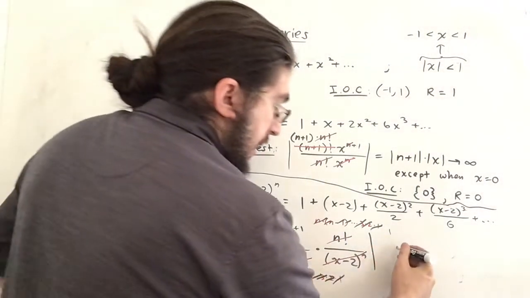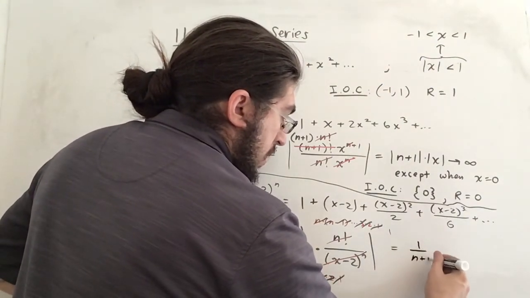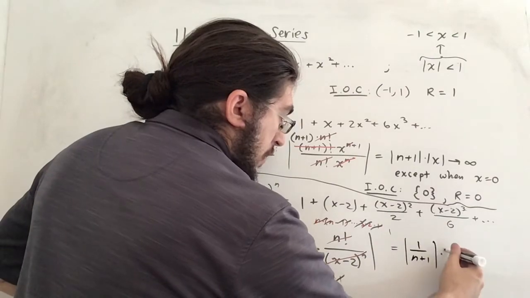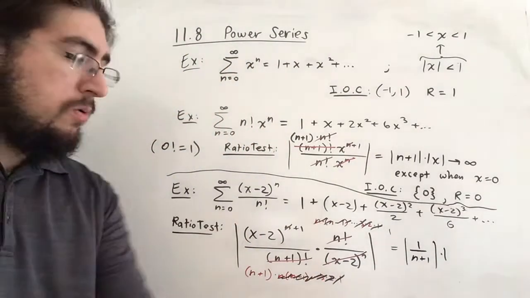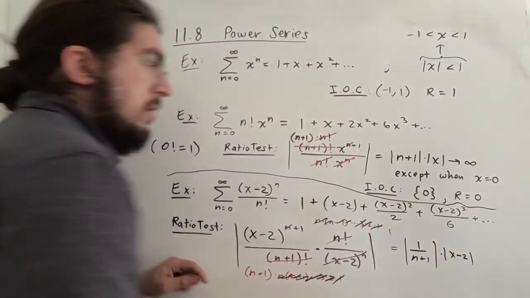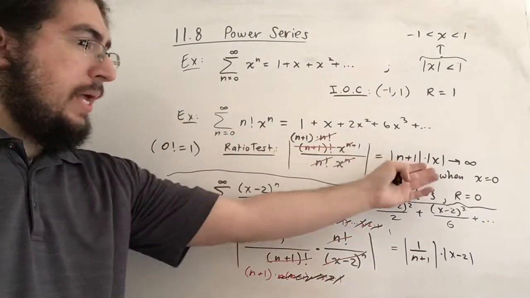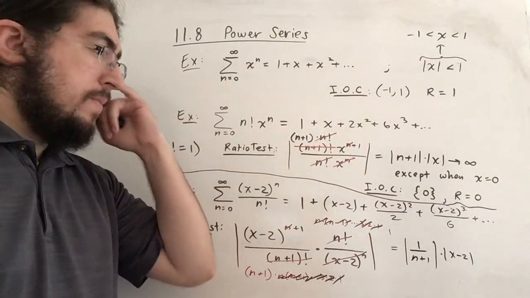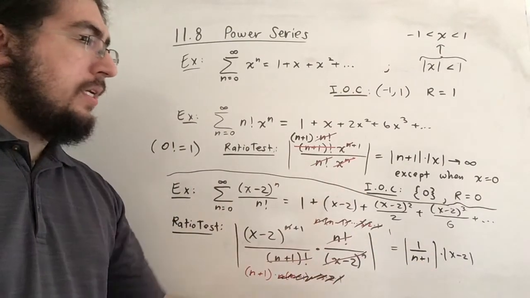So now in total, we get this. We get 1 over n plus 1 in absolute values, multiplied by the only surviving member of the x minus 2, which is just x minus 2 itself. So notice it looks very similar to what we had here. Basically, this was the base times some absolute value of some expression. But in this case, it's kind of quite the opposite.